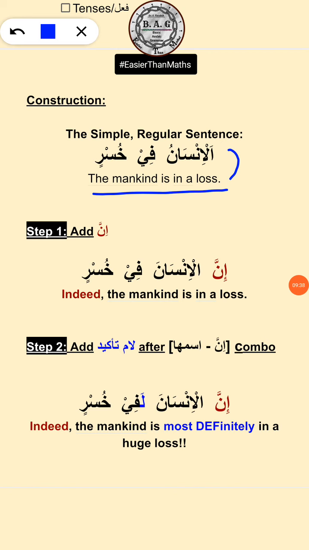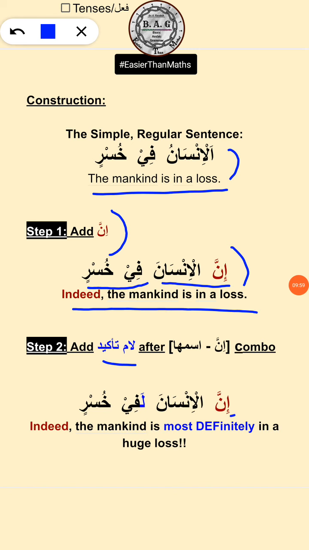The first step that I would like to do would be to add inna, and I've done that, and once I do that it becomes innal insana, right? And then we've got fi khusrin. Indeed, the mankind is in a loss. Now I want to add a further stress, so I add Laam-e-taakeed, so it becomes innal insana lafi khusrin. Okay, so indeed the mankind is most definitely in a huge loss.